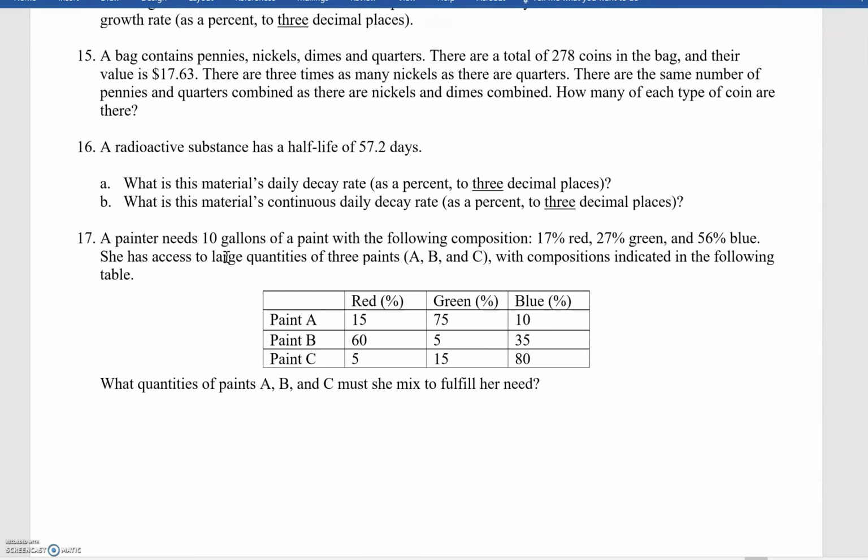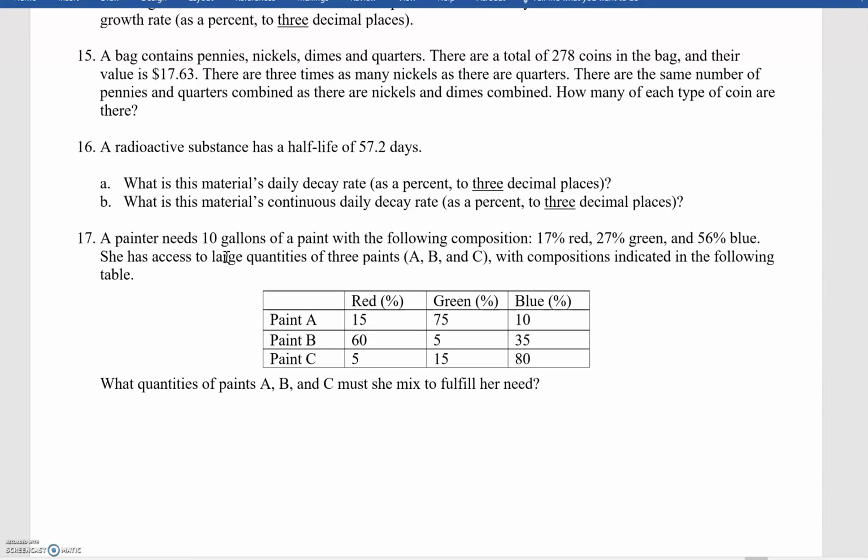A bag contains pennies, nickels, dimes, and quarters. There are a total of 278 coins in the bag, and their value is $17.63. There are 3 times as many nickels as quarters. There are the same number of pennies and quarters combined as there are nickels and dimes combined. And we want to know how many of each type of coin are there.